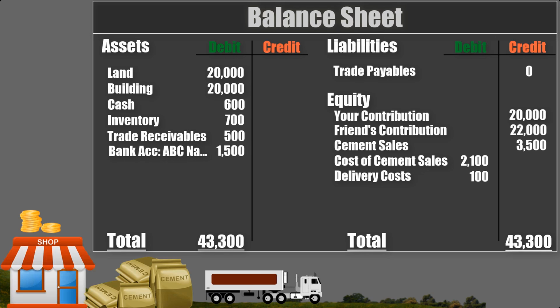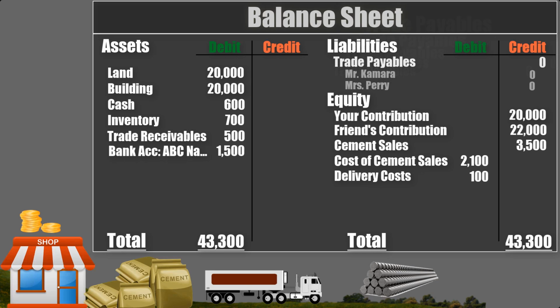For our third transaction, you buy iron rods on account. You buy them from a different supplier, so we have to classify your trade payables. We create 2 sub-accounts, one for the existing supplier and one for the new one. Mrs. Perry is a successful businesswoman. She agrees to provide you with a credit facility, buy now and pay later in 1 month.